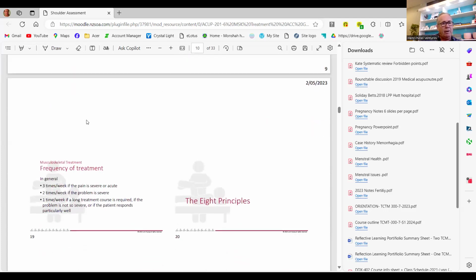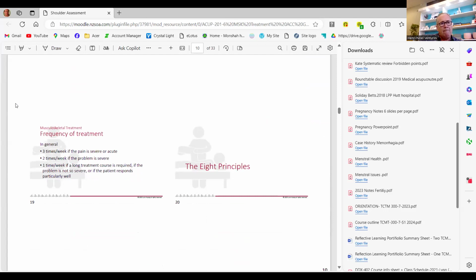All right, frequency of treatment. Three times a week if the pain is severe, fair enough. Two times a week if the problem is severe, fair enough. One time a week for long-term treatment. So you've got 12 treatments. For the first 3 weeks, you're going to do 2 treatments a week. Then for the rest, you're going to do 1.